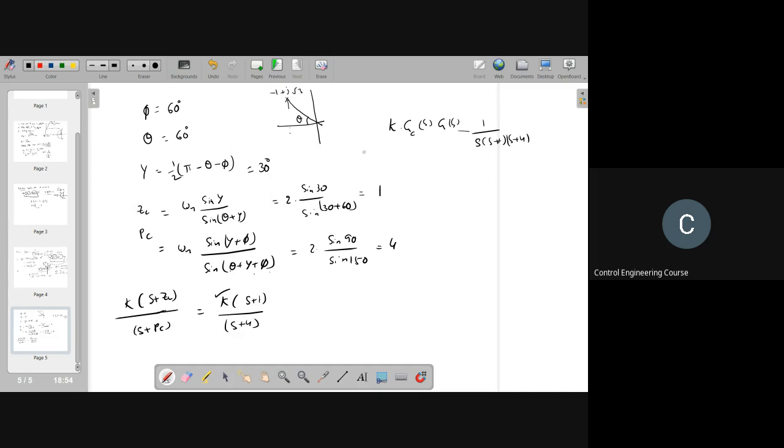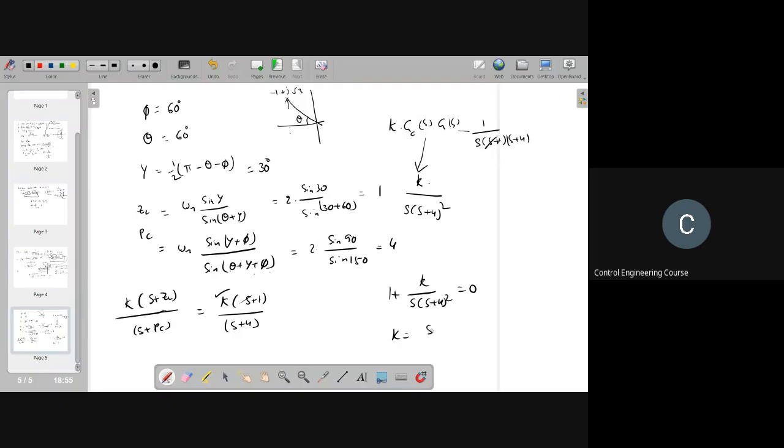So K into GC into G of S will be equal to K, this pole and the open loop pole from G of S, and the open loop 0, the compensator 0, get cancelled, right? So you will get the overall open loop transfer function as K by S into S plus 4 whole square, right? So this is your open loop transfer function. The overall system equation will be 1 plus K by S into S plus 4 whole square equal to 0.